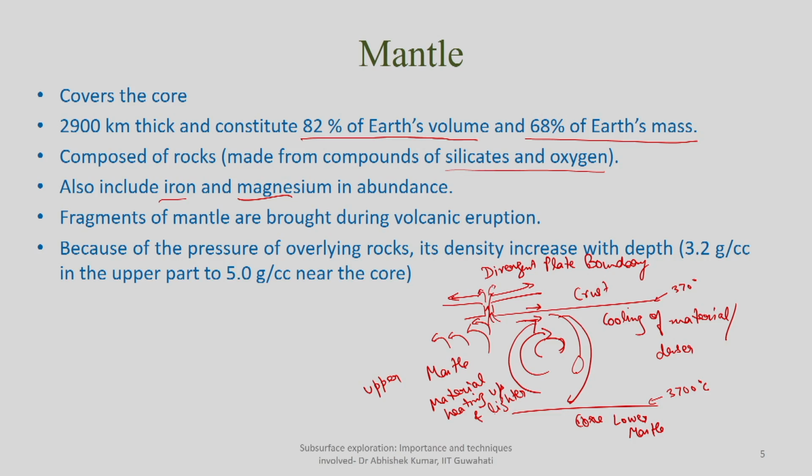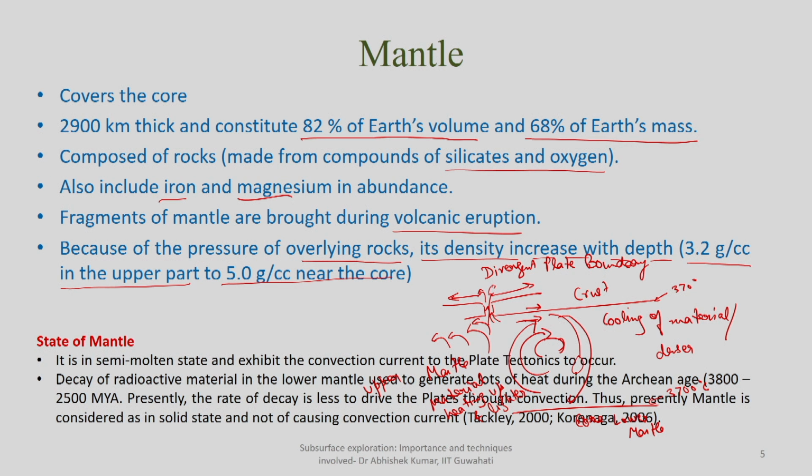A particular example is a volcanic eruption, which brings material in the form of lava onto the surface. When it spreads on the surface, it creates a new landmass. That is why these are called constructive plate boundaries. The fragments of mantle material are brought to the surface through volcanic eruption, more common at divergent plate boundaries. Because of the pressure of overlying layers, its density increases with depth from 3.2 gram per cc in the upper part of the mantle to 5 gram per cc near the core.